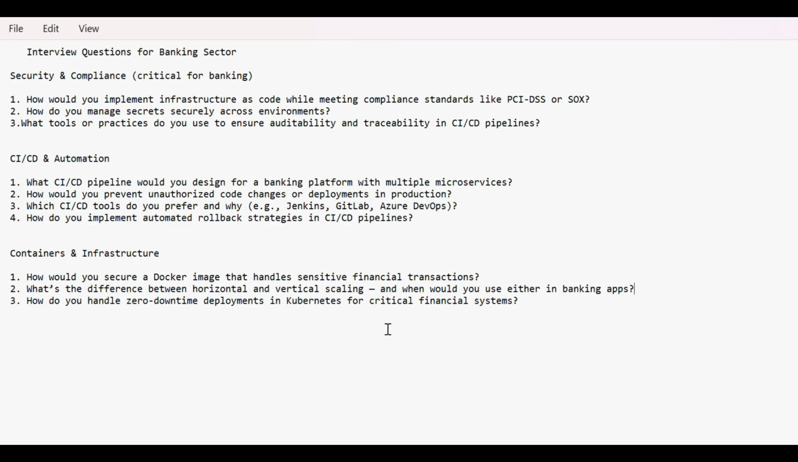We know a little bit of the answers for everything because we have read it, but how to answer it in a way that will be beneficial for the banking project, that we need to understand. You have to answer it logically, putting your points and explaining. Like for this question, how do you handle zero downtime deployments in Kubernetes for critical financial systems?